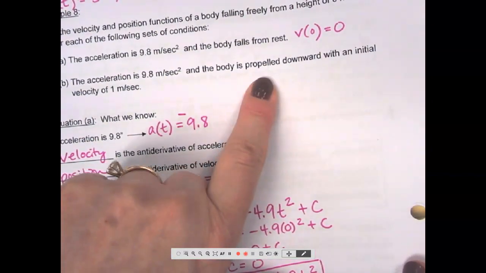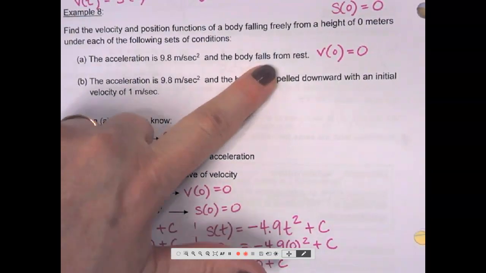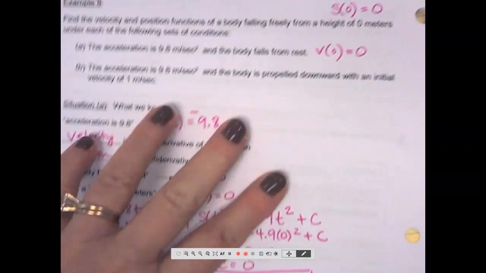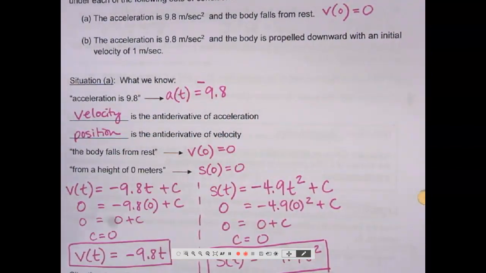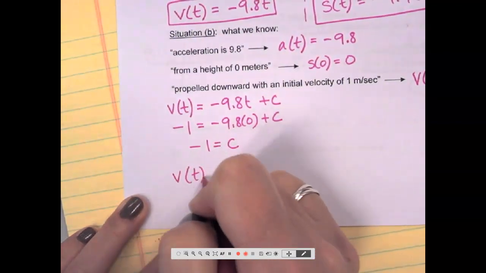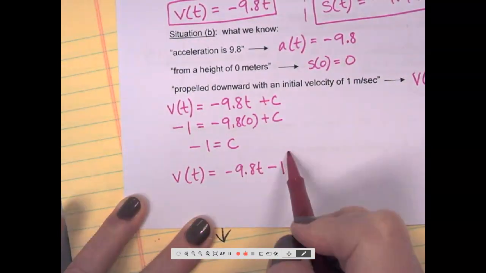That's because it's being propelled downward. So this one, remember, just fell from rest. Like it got bumped or kicked or whatever. It just fell off the cliff. But this one, we're actually throwing it or whatever. Something is propelling it. So now my velocity function is negative 9.8 t minus 1.